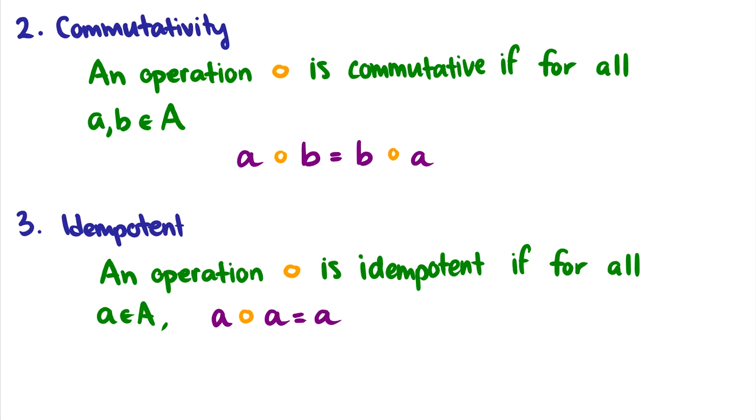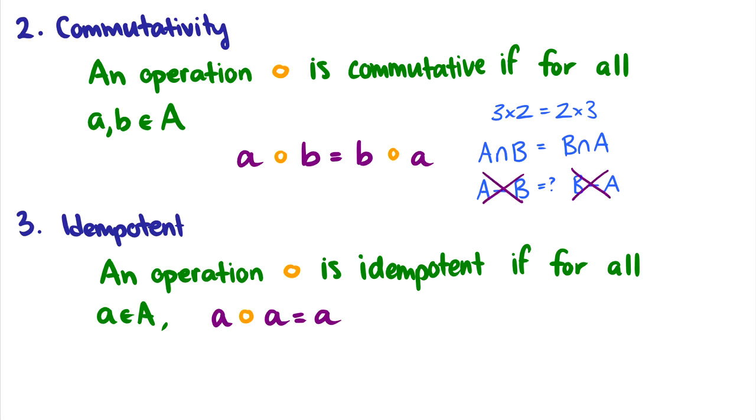Commutativity says that an operation is commutative if for every a and b, the order doesn't matter. So a circle b is equal to b circle a. So again, if we have 3 times 2, this is equal to 2 times 3. What if we have set theory? If I want to do a intersection b, we know that's the same thing as b intersection a. So we can say that the intersection operation is commutative. What about the difference operation? So a minus b. Is that equal to b minus a? No, they're not the same. They give us different sets, and we can check that with Venn diagrams or with the definition. So the difference operator is not commutative.